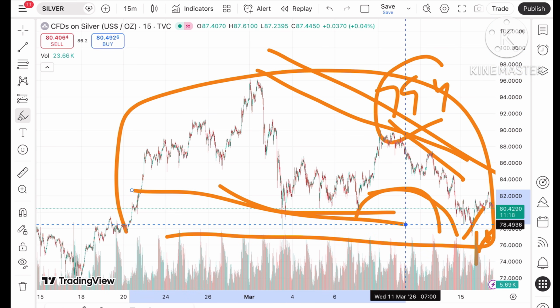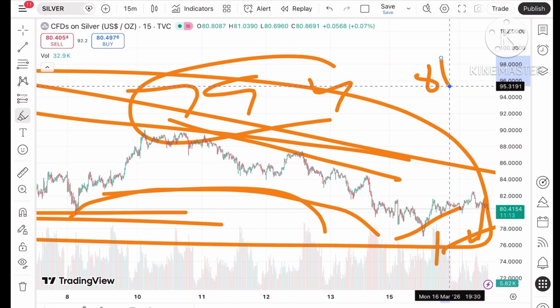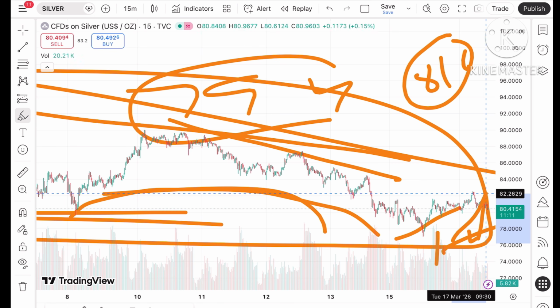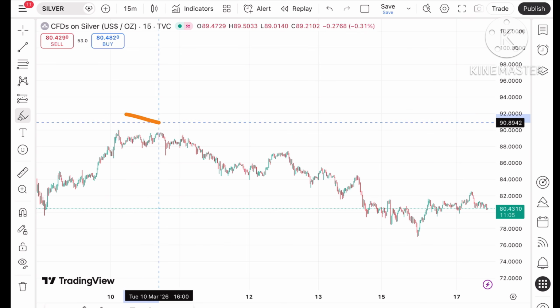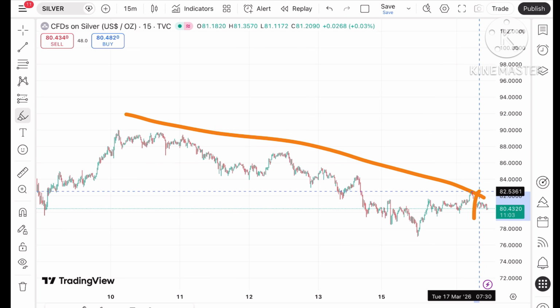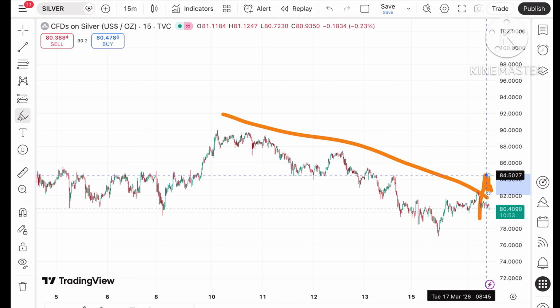The overall trend is downside if you see from this perspective, but if it starts sustaining above a level of 81.6, a further upside can be seen and there is a chance of crossing 82.64. And once the price sustains above 82.6, we can see the trend is supporting the higher side. It will move towards 82.6. From there it can move towards 84.5 and then a further high can be seen.